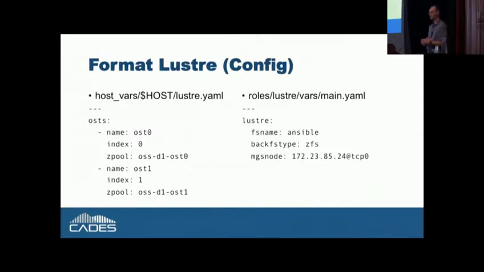Now, when we're talking about some of the Lustre tasks that are available, one of the things I'll show here is formatting the file system. Some of the configuration information we have is in the host vars, for each specific host, where you're going to define, say, the OSTs, or if it's an MDS, the MDTs that are available. You give it the name of it, the index, and the zpools that you're going to use for it. And then in the Lustre role itself, that's where you define certain default variables. In this case, the file system name, the backfs type, and the MGS node.